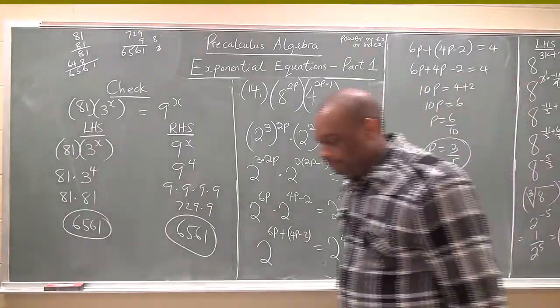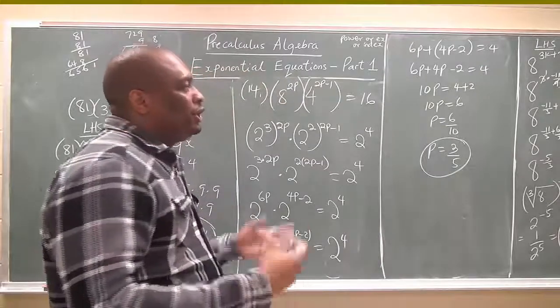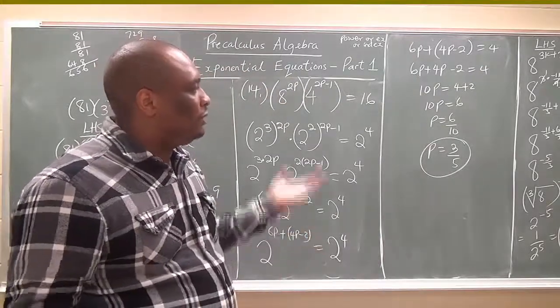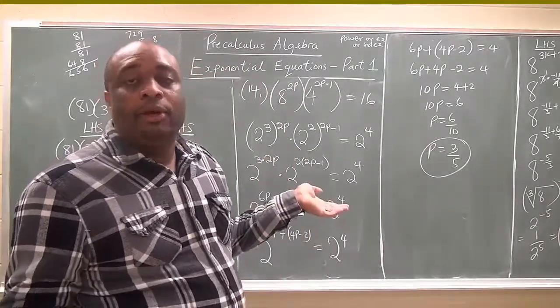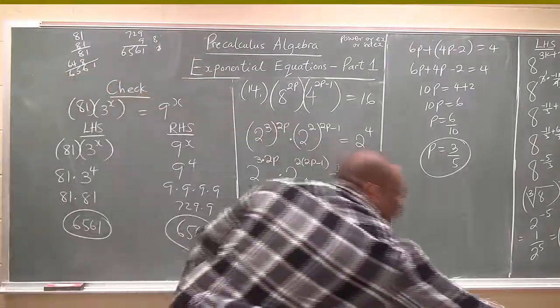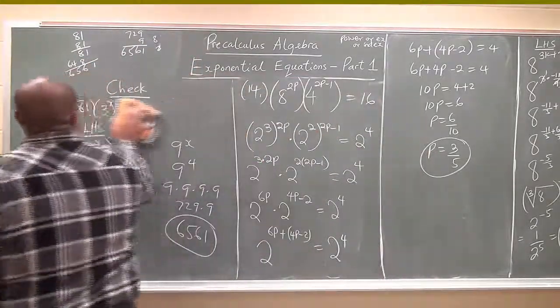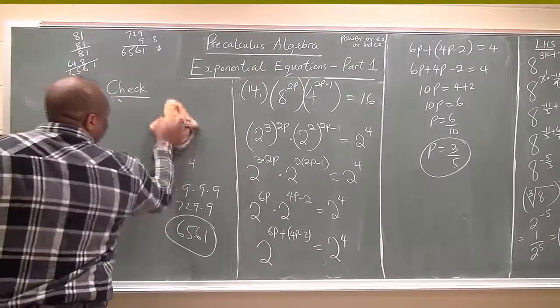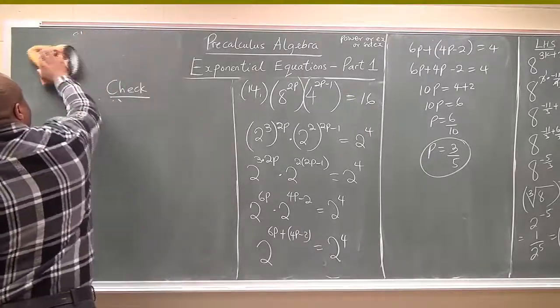P is 3 over 5. But I'm not sure of my answer. I'm not sure whether I am right until I do what? Check. So I've got to check now. Gotta check.